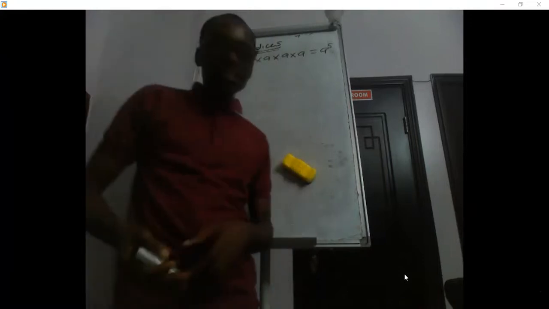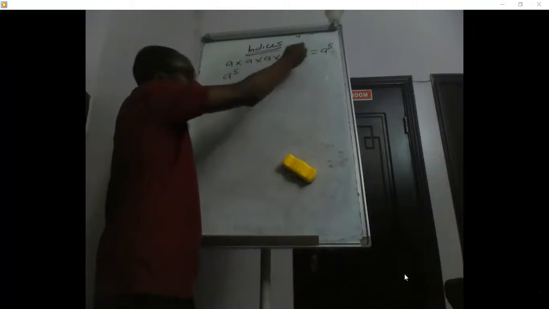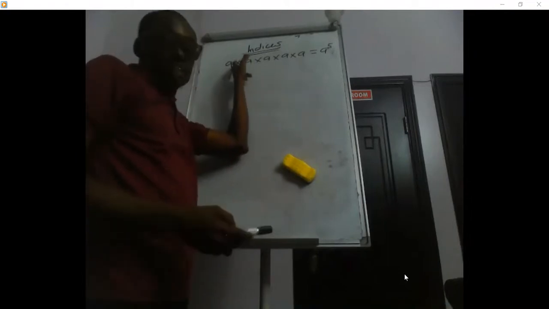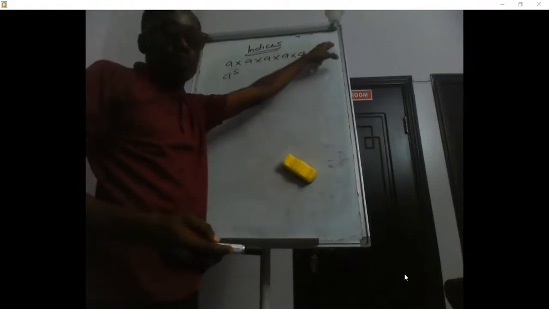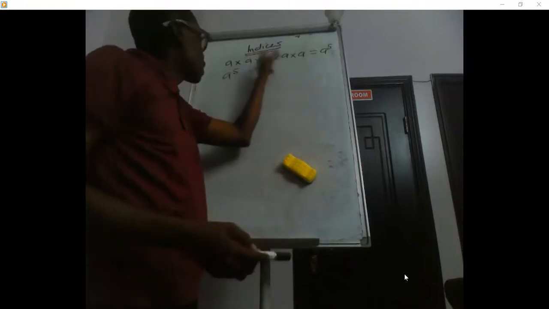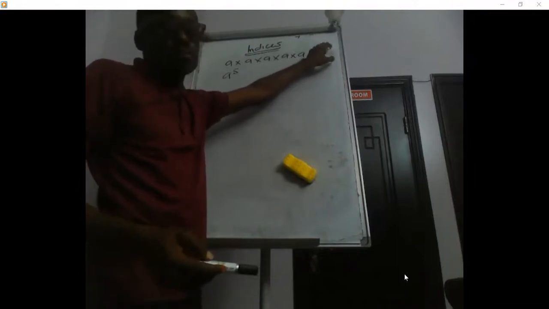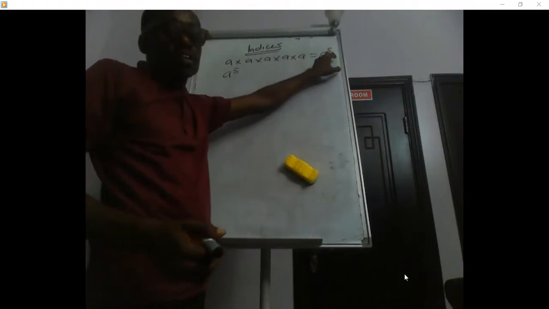So what is indices? Let's assume you have A times A times A times A times A, five times. This is actually long. There's a short form you can write: A raised to five. A times A times A times A times A, five times, can just be written as A with five at the top. This form is called the index form. So instead of writing A five times, you can just write it as A raised to power five.